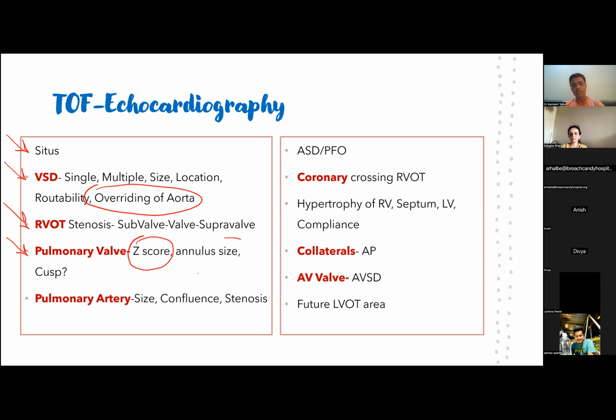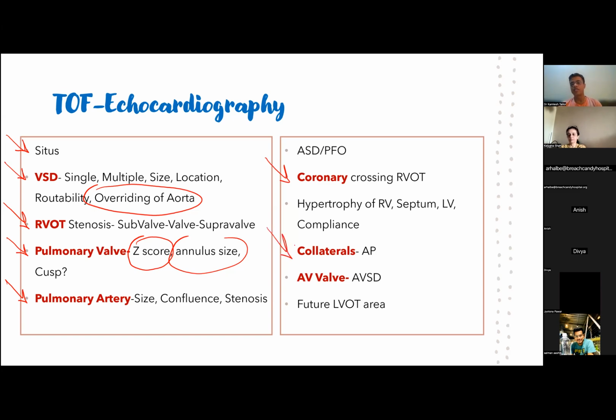So annular size is important, and Z score is important, and the pulmonary artery size, the size of LPA, RPA, MPA, because that will suggest the surgical repair. Coronary crossing RVOT is very important because that will change the treatment and management. If it is a large coronary crossing the RVOT, the surgeon cannot resect the narrow RVOT, so there will be alternate surgeries or palliative surgeries available for this. That is why it is important.